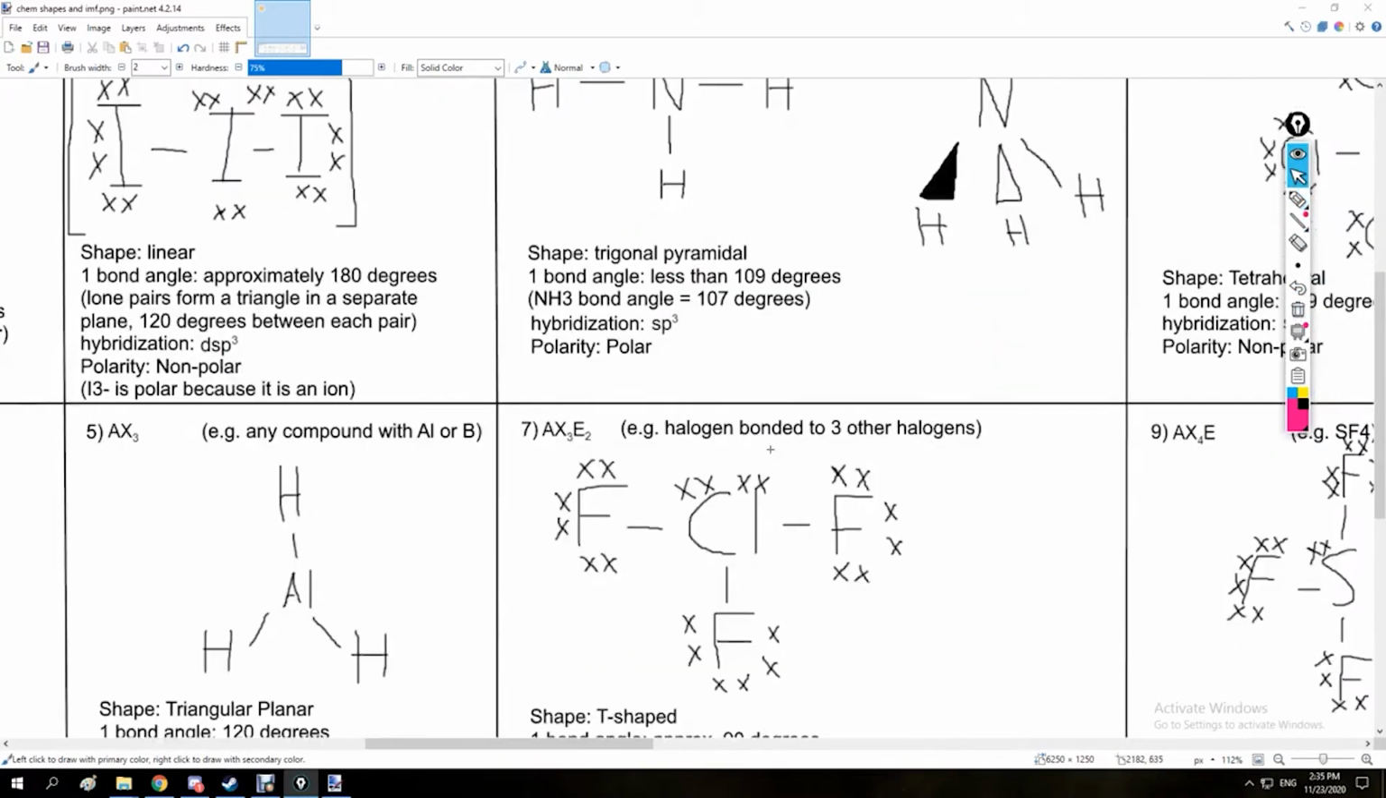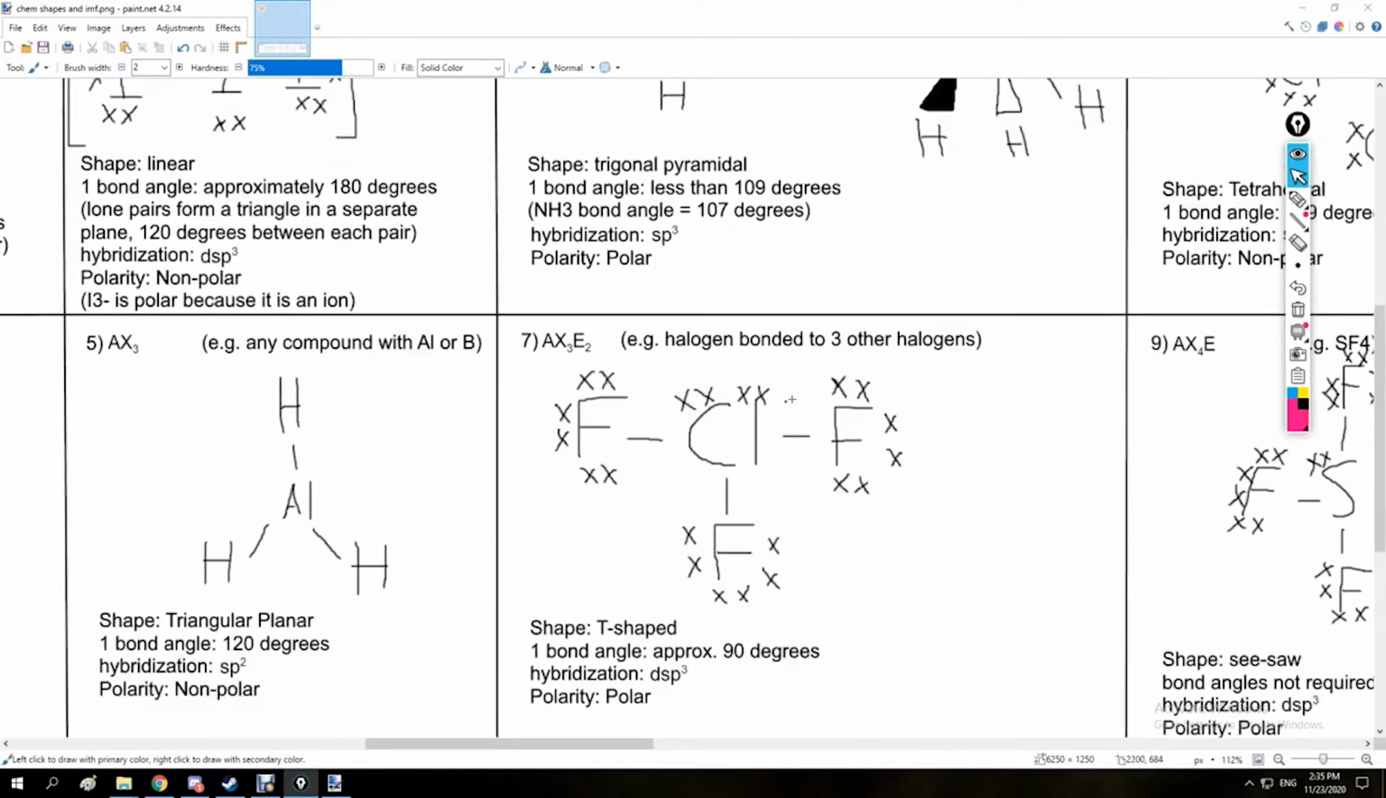Next shape, AX3E2, is the same as the previous shape except for a second lone pair on the central atom. An example of a molecule that has this shape is a halogen bonded to 3 other halogens. So for example here we have ClF3. The Lewis structure looks like this, and these two lone pairs are going to repel these two outer atoms, but this outer atom is also going to repel these two outer atoms, so the shape is going to be a T. The bond angle between each F is approximately 90 degrees.